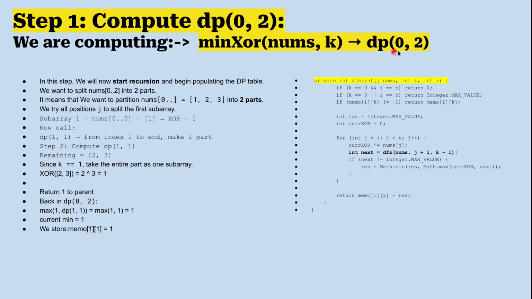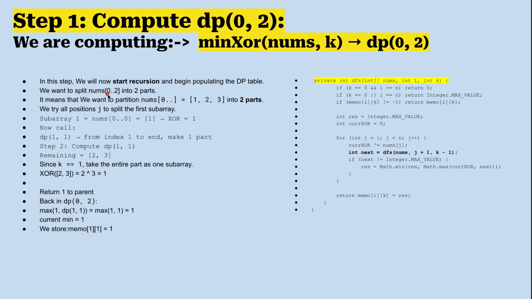Means we have to find this, we have to partition at index 0, and you have to do how many partitions? 2 partitions you have to do, right? It means in this step we will start recursion using the dp, and we will populate the dp array, right?